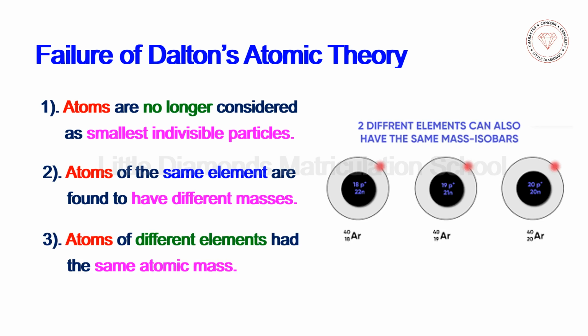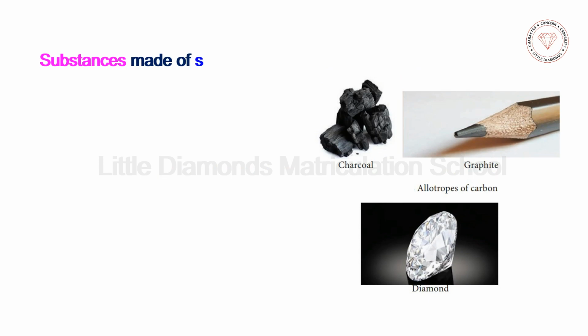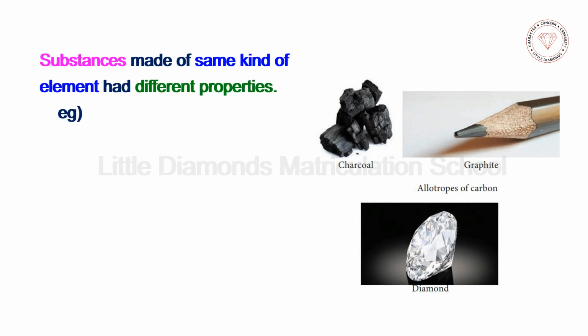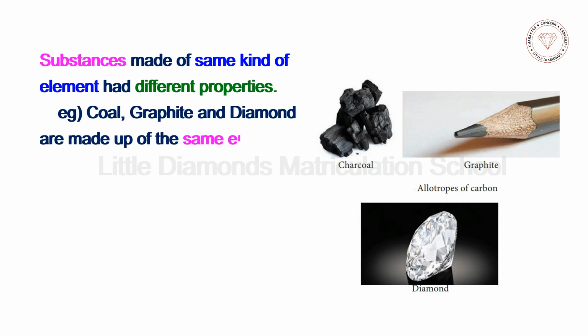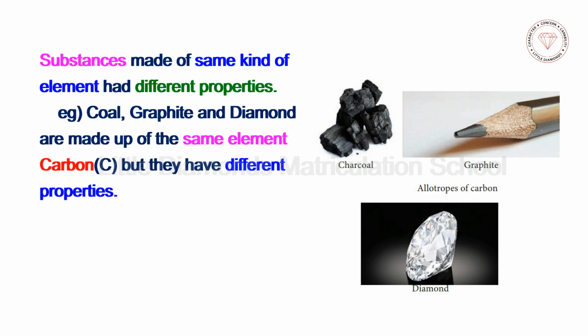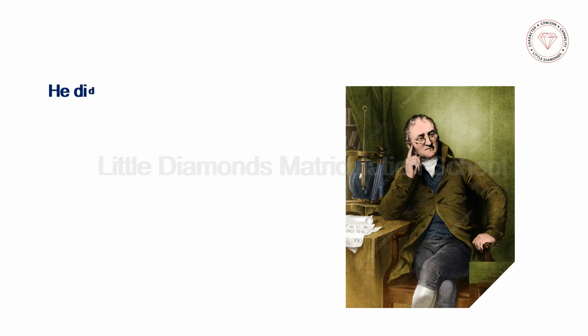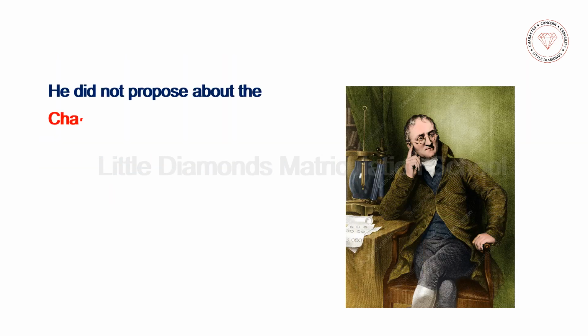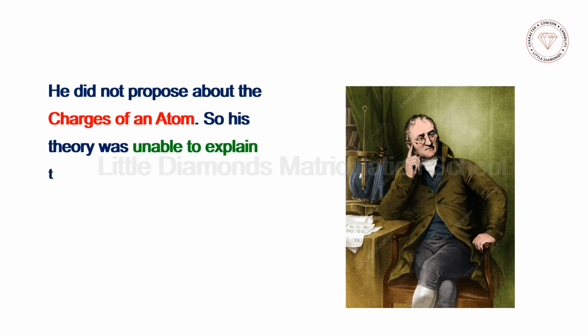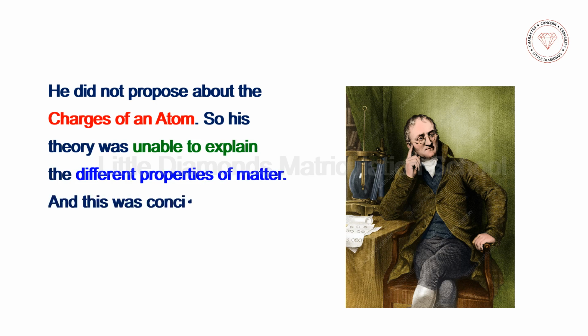It was found that substances made of the same kind of elements had different properties. For example, coal, graphite, and diamond are made up of the same element carbon, but they have different properties. He did not propose anything about the charges of an atom, so his theory was unable to explain the different properties of matter, and this was considered a failure of his theory.